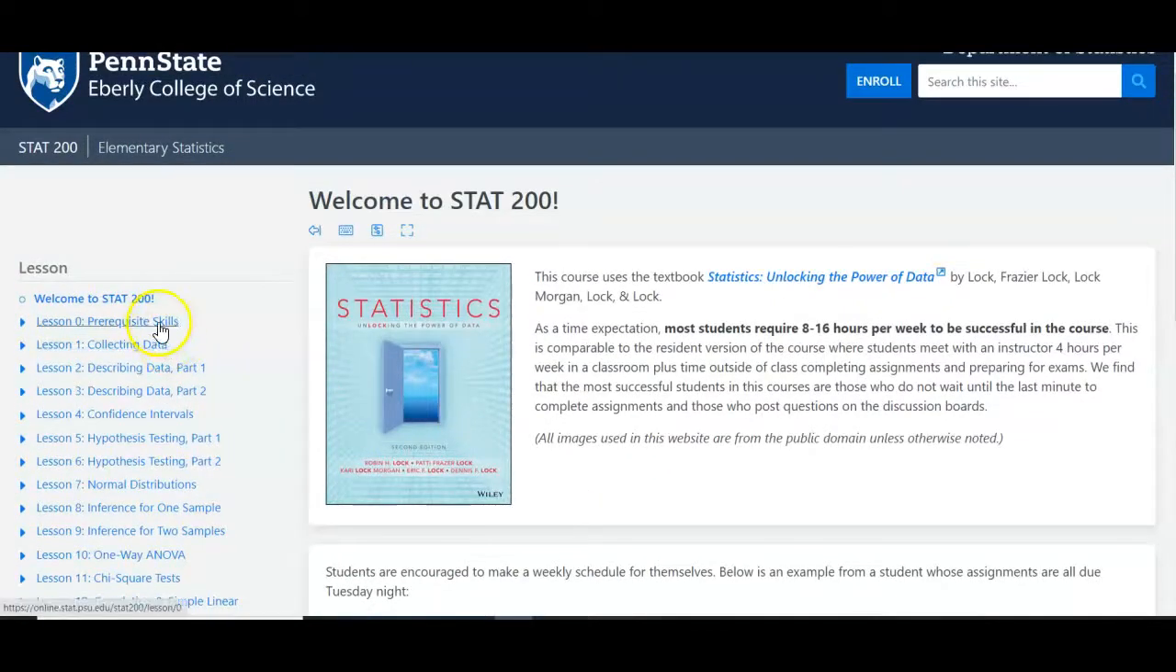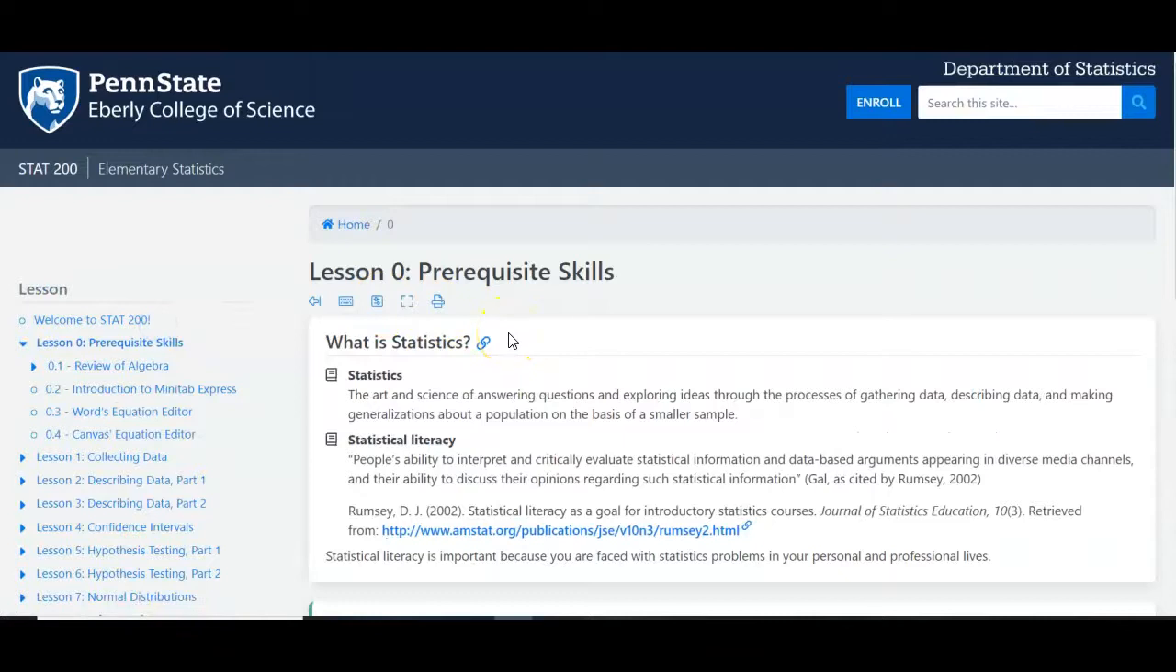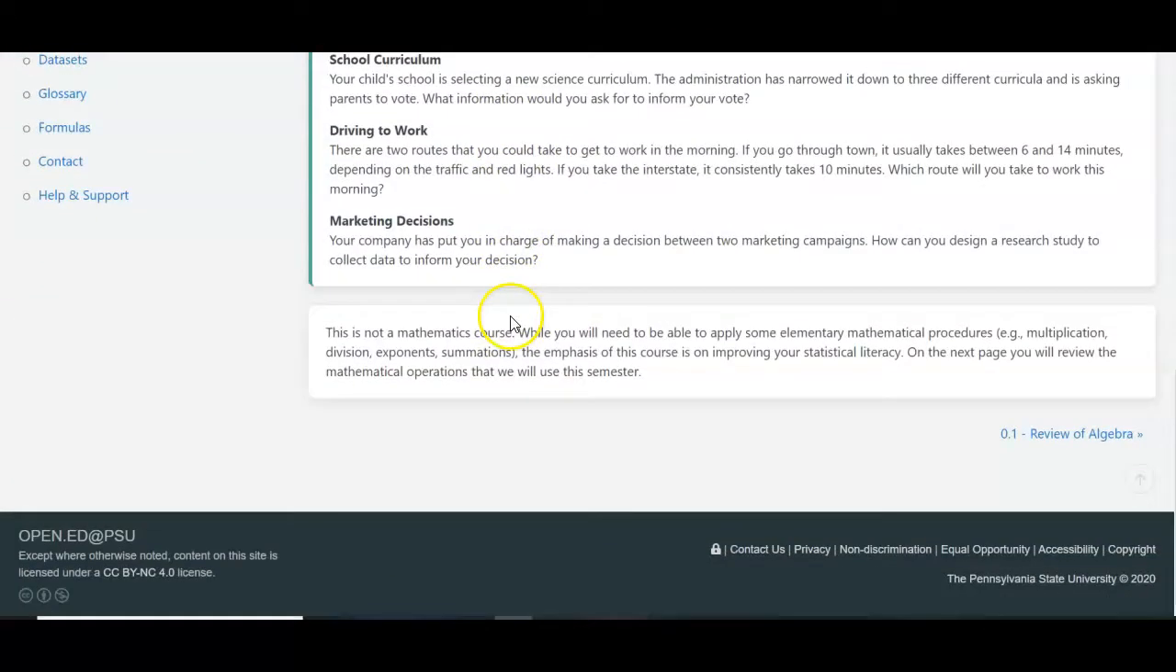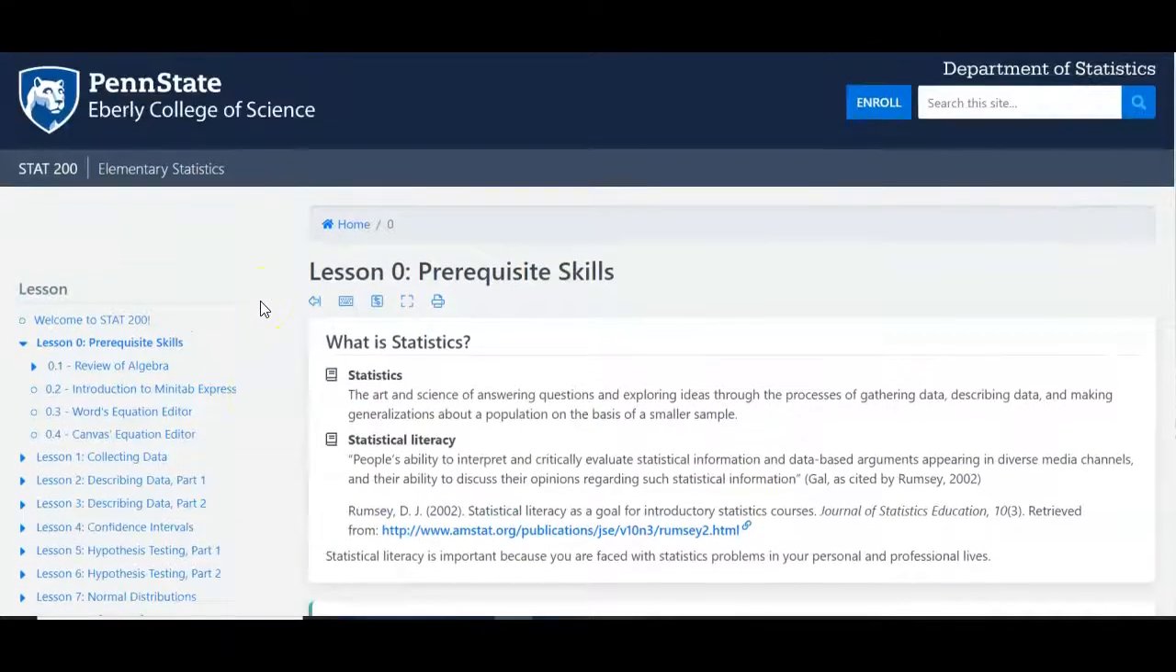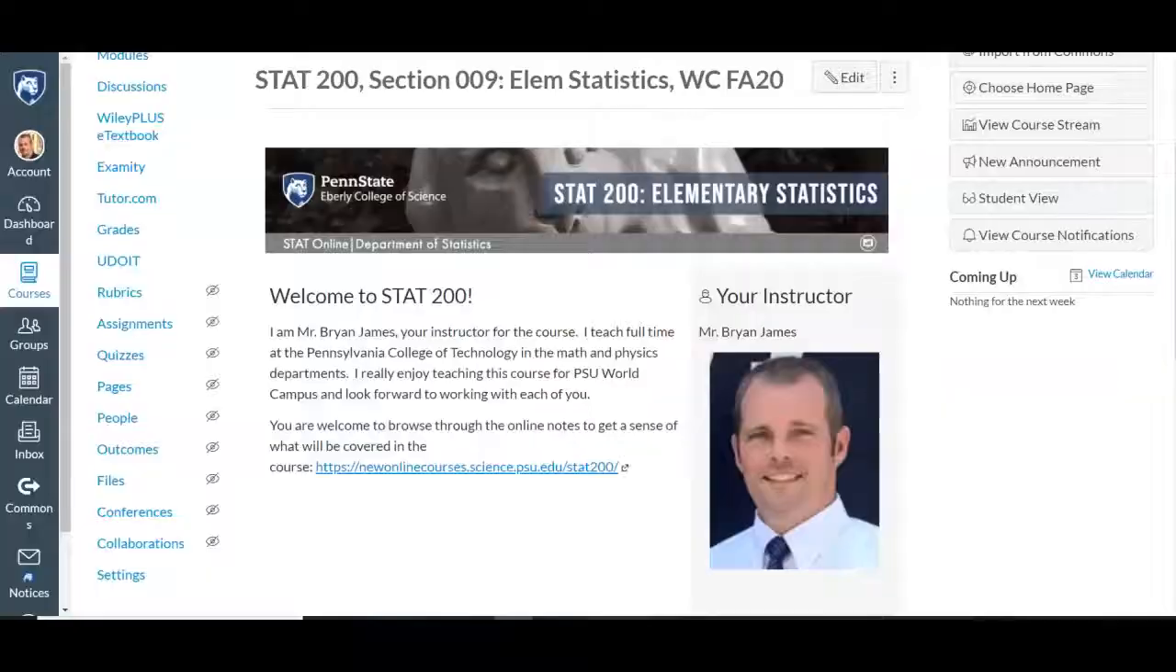Okay. The bottom of this prerequisite skills page is an interesting statement that I want to point out. This is really not a mathematics course. It says while you may need to apply some elementary mathematical procedures, operations like multiplication, division, exponents, summations, the emphasis of the course is on improving statistical literacy. So it's more of a literacy class offered by the stat department. And that should make you feel comfortable if you have any apprehension about mathematics. So if you spend the time to read and understand concepts, you will typically do just fine.